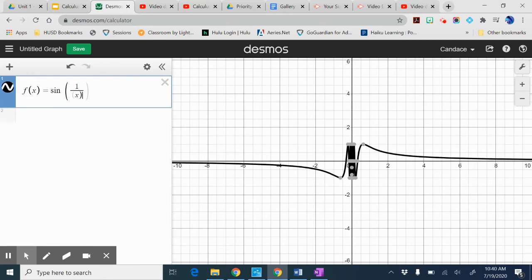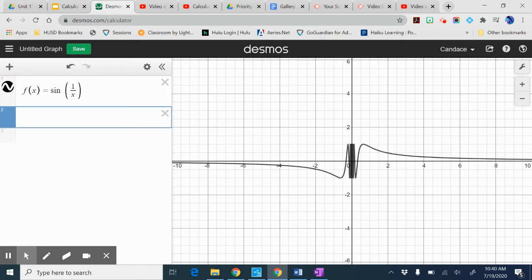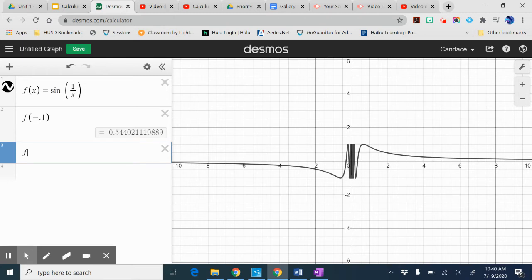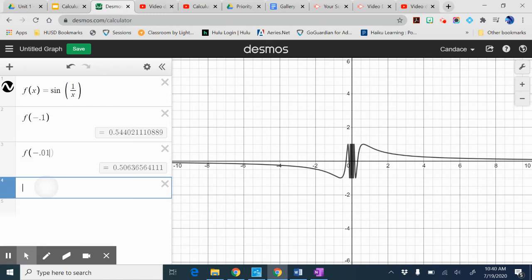Oh, look at that craziness. So it's going to be interesting to see what happens on this one here, as we really can't tell. It's kind of oscillating up and down there. So we're going to do f of negative 0.1. Make sure you record that. Okay, and f of negative 0.01, and f of negative 0.001. It looks like it's definitely going to something though. Look, it jumped from 0.5s to 0.8s.